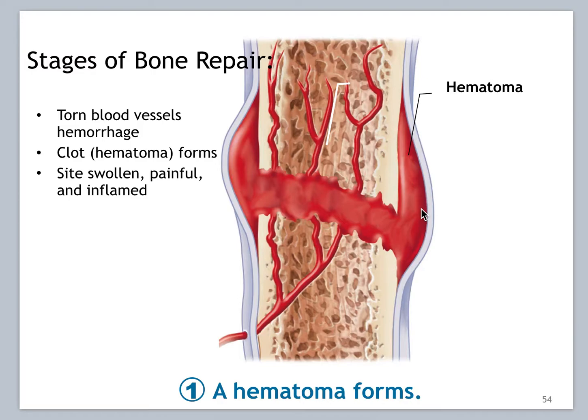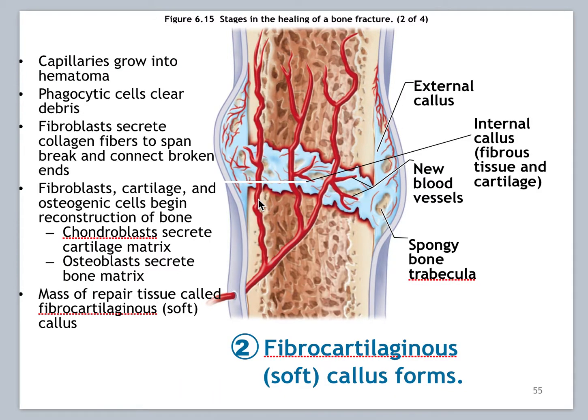It's going to cause a swollen, bulging area outside of the fracture site. It's full of blood. It's very painful. It's swollen. It's inflamed. A hematoma clot forms, and then after that, inflammation occurs and the bone starts to repair itself. The second stage involves the development of a soft callus or fibrocartilaginous callus.